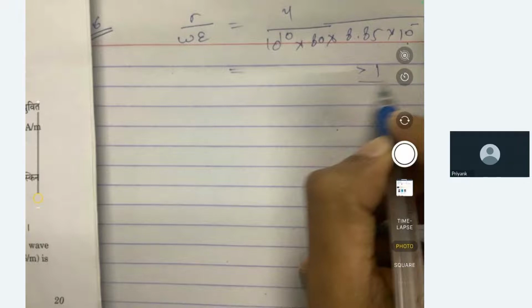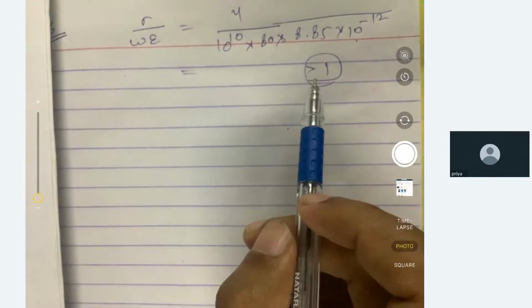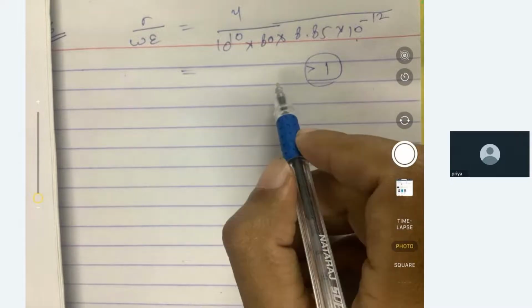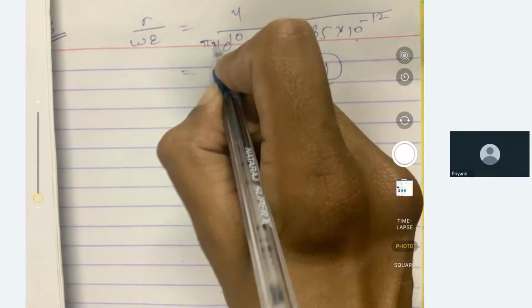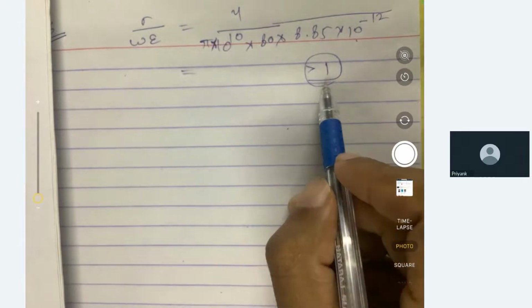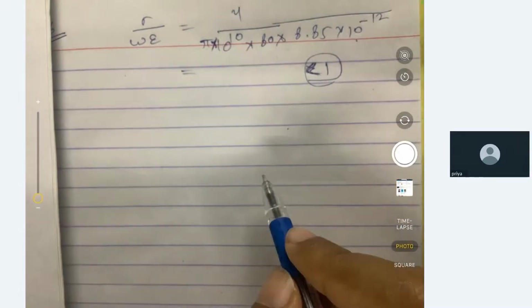I do not have a calculator, so if somebody can find it out, then it's better. Sorry to interrupt. Actually, the value is 10. You didn't take pi in it. Omega is given as 10 raised to power 10 pi. Okay, so is the value still coming more than 1? If it is more than 1, it is better. If less than 1, it is coming less than 1. Yeah, sigma by omega epsilon, if it is greater than 1, then it's a good conductor.